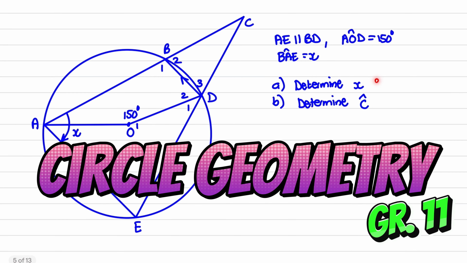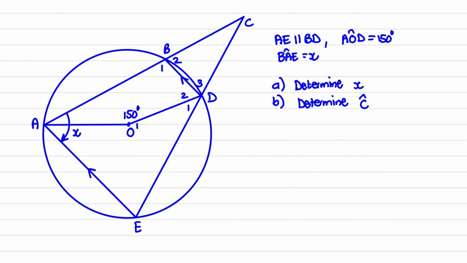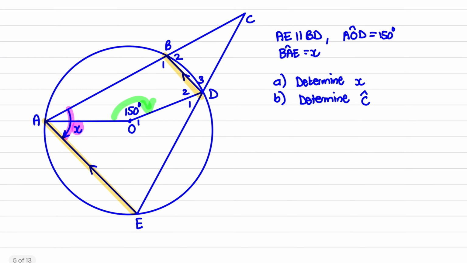In this video, we want to answer these two questions by using the diagram and circle geometry. So, we are given that the line AE is parallel to BD, also that the angle AOD is 150 degrees, and that the angle BAE is equal to x. So in order to determine the value of x, we would need to use this 150 degrees.